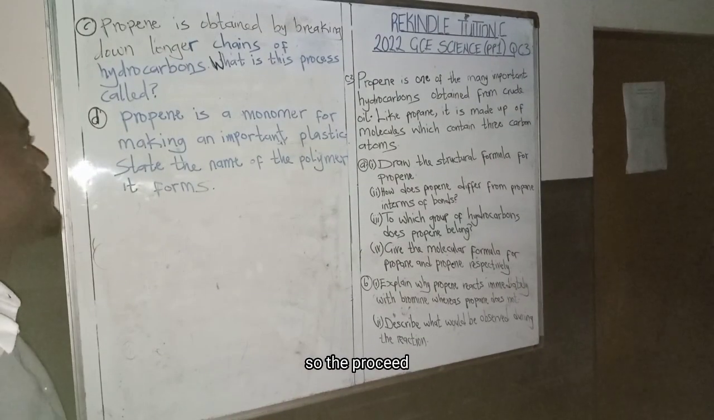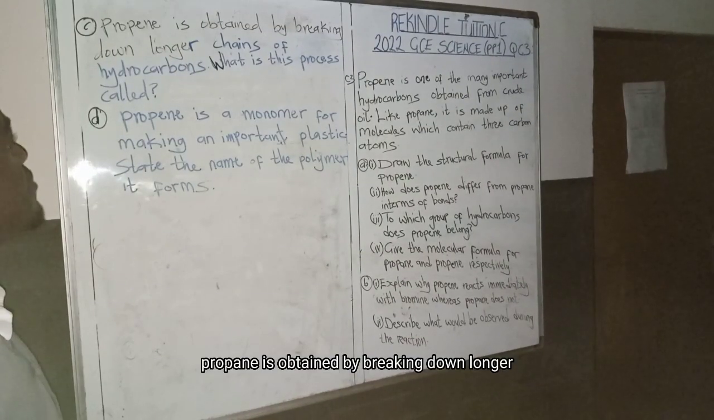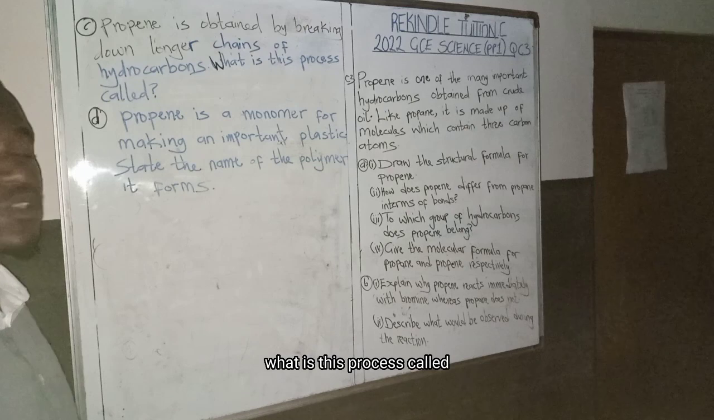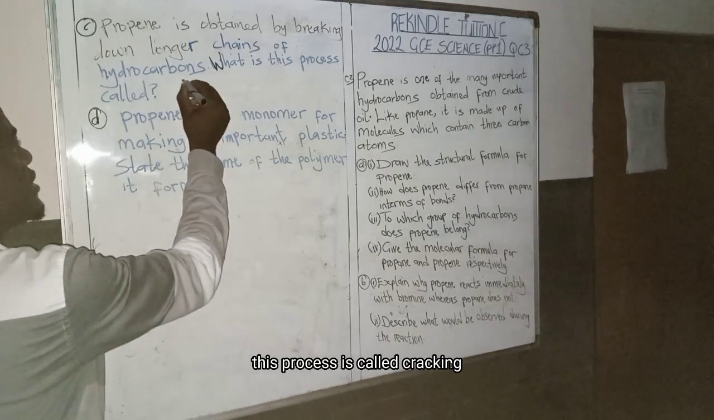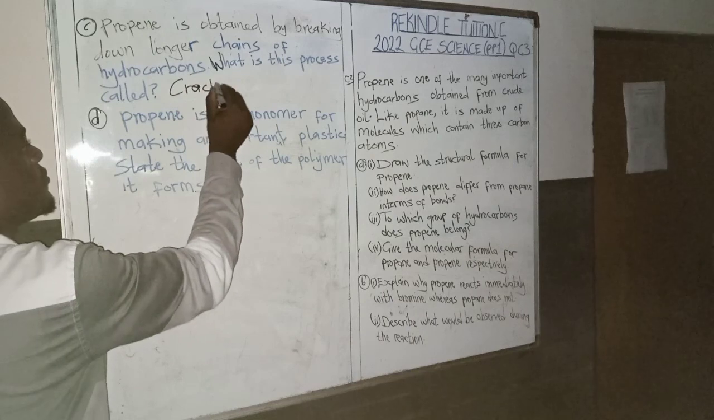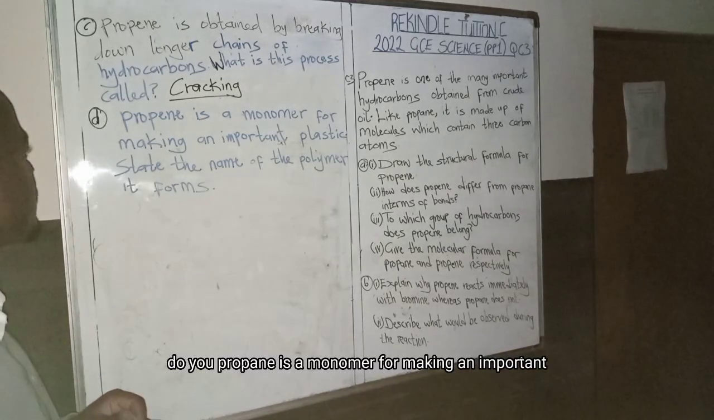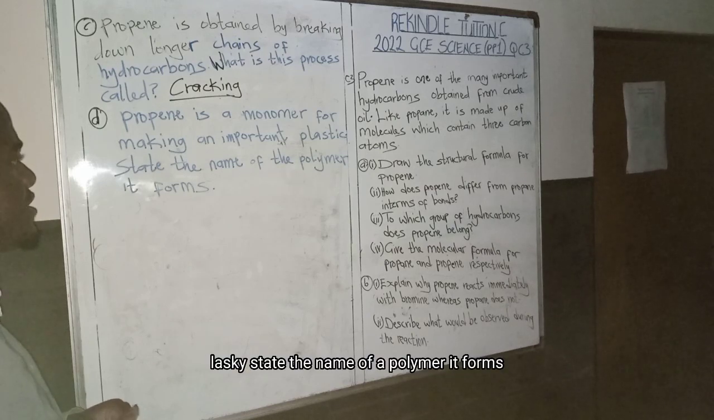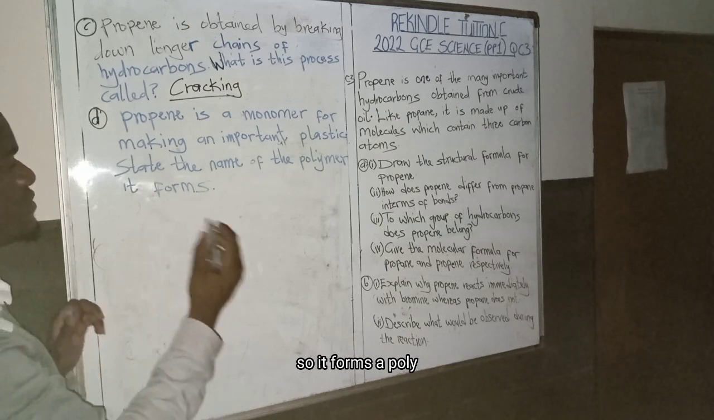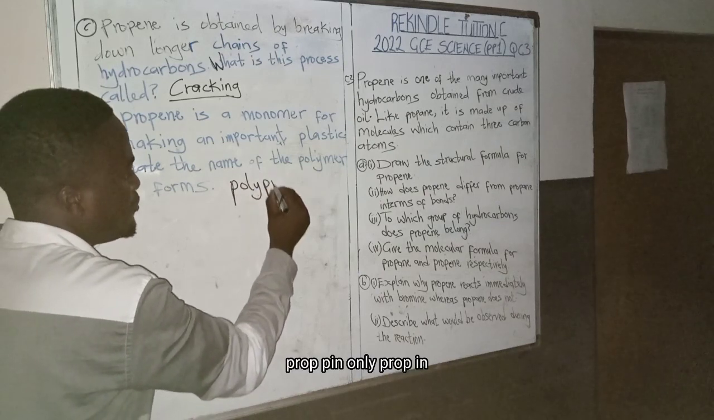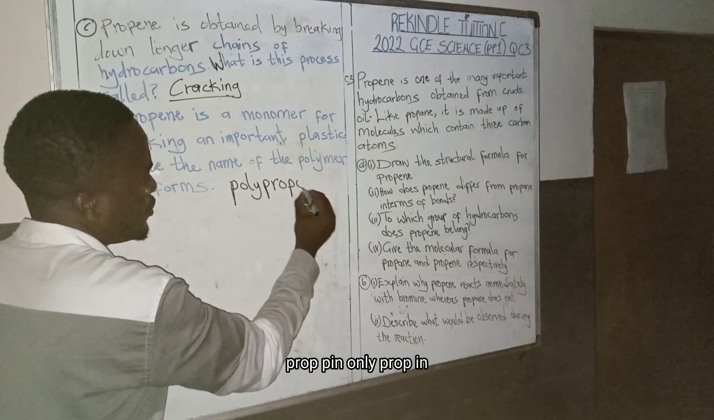So we proceed. Propene is obtained by breaking down longer chains of hydrocarbons. What is this process called? So this process is called cracking. D. Propene is a monomer for making an important plastic. State the name of the polymer it forms. So it forms a polypropene.